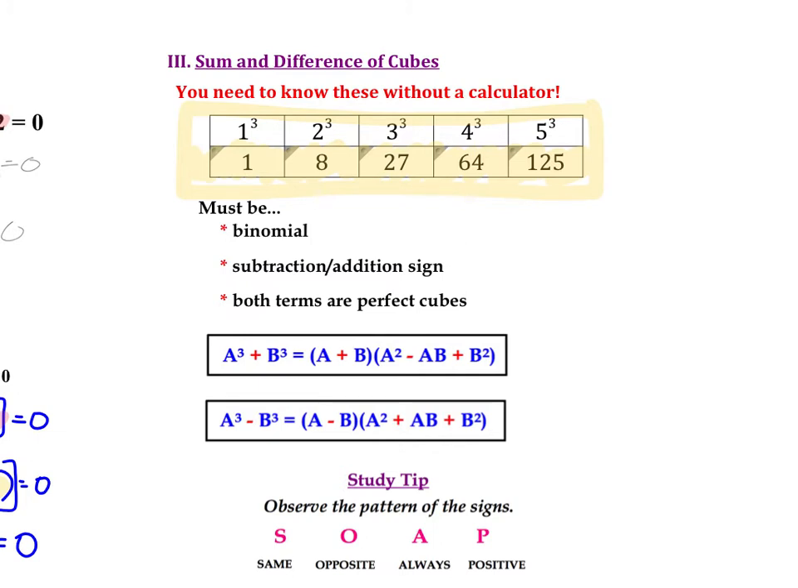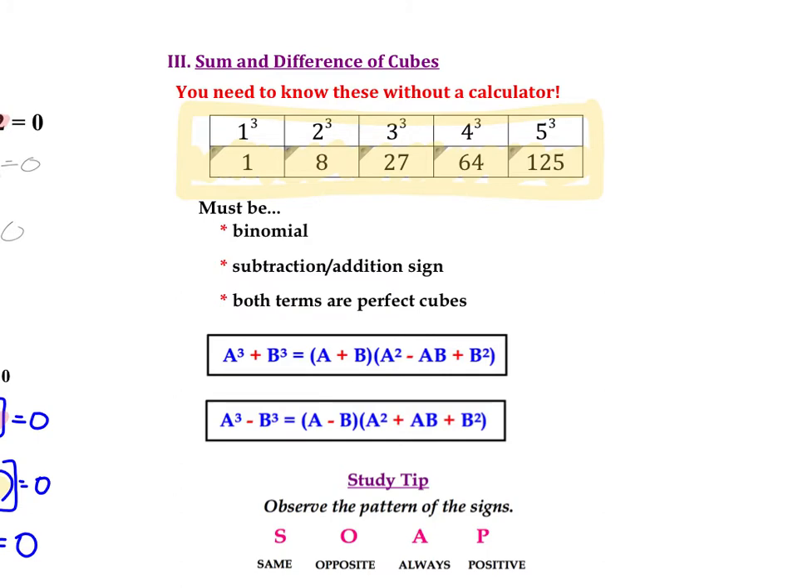If we want to use the sum or difference of cubes formula, the following criteria must be met. Has to be a binomial, meaning only two terms. Has to be separated by a plus or minus sign. That kind of goes hand in hand with being two terms. Both terms must be perfect cubes, so they have to be able to take the cube root.